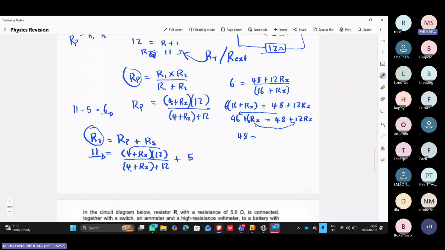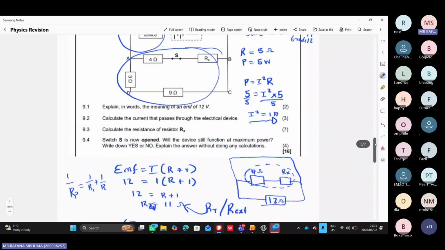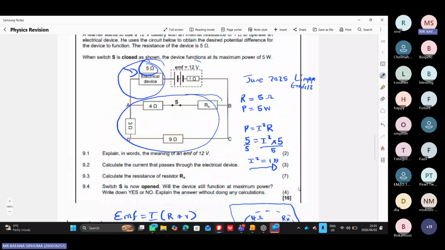Then when I take this one to the other side, it's going to be 6 Rx. And then you divide both sides by 6. And then what is your Rx? 8. Simply 8 ohms. That is your answer right there. That is your Rx. So here you can just play around with maths.